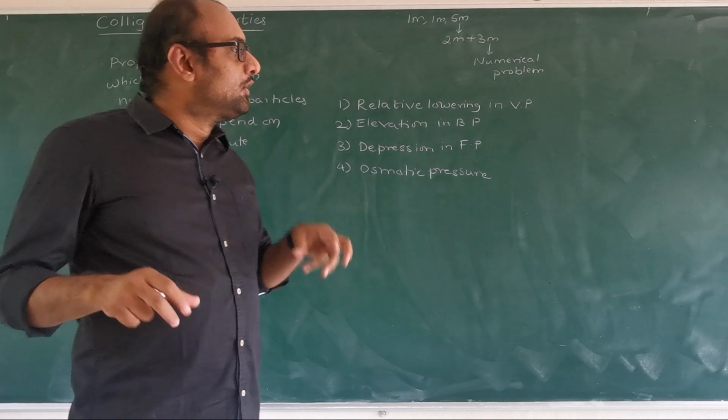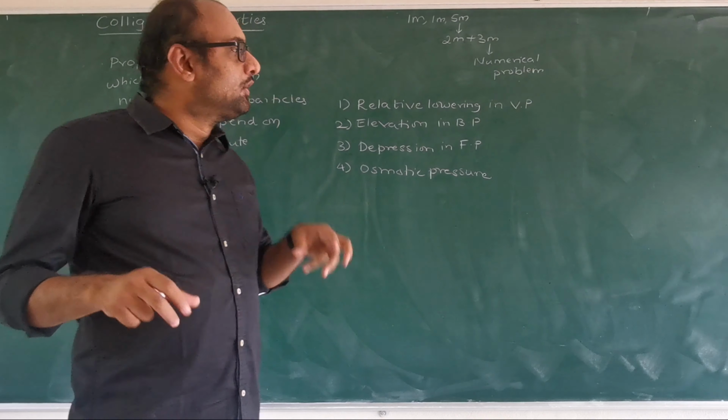Now, building upon this equation, we have P is equal to Pa. What is Pa? Pa is equal to P naught A Xa. Hence, P is equal to P naught A Xa, substituting this value in place of Pa. Now, for lowering in vapor pressure, there are two different terms.